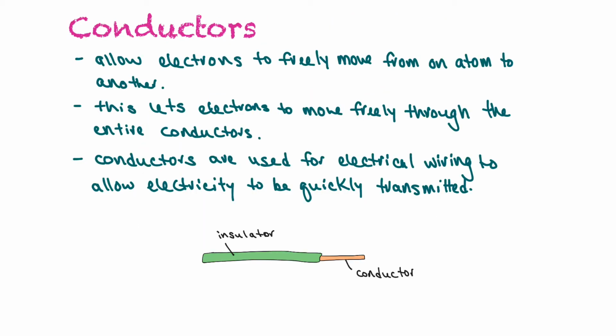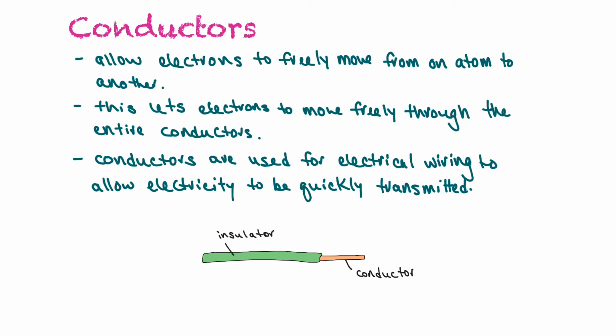Now, conductors are different. It doesn't matter how hard or how much you polish a metal tap, it never builds up a static charge. You don't see a bunch of dust particles sticking to your metal taps. And this is because metals are electrical conductors. Conductors are substances that will allow electrons to move freely from atom to atom within the substance. So those electrons move freely through the entire conductor.